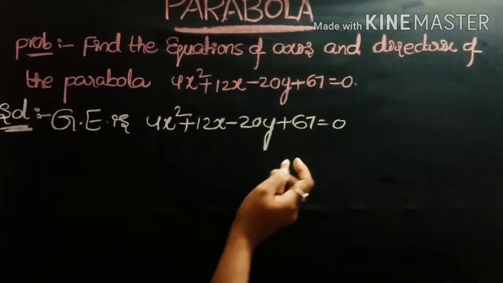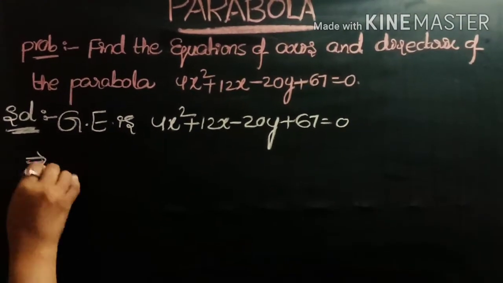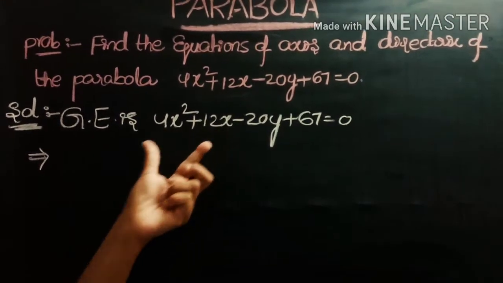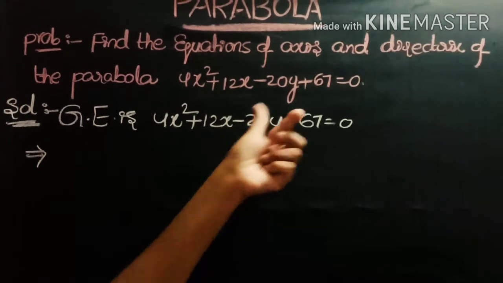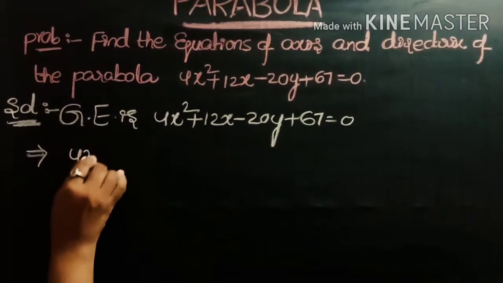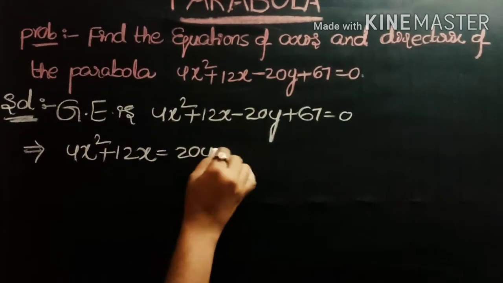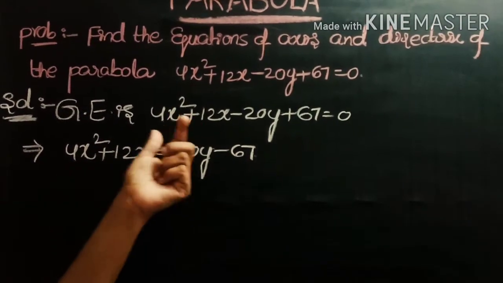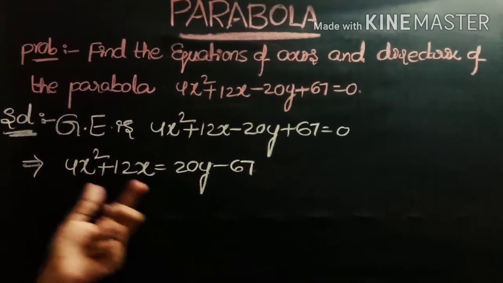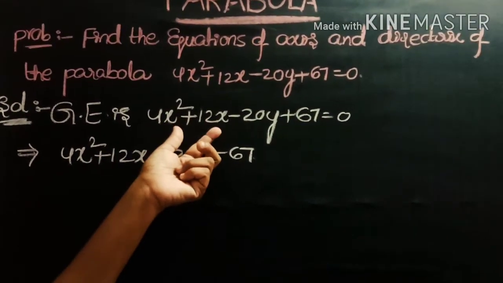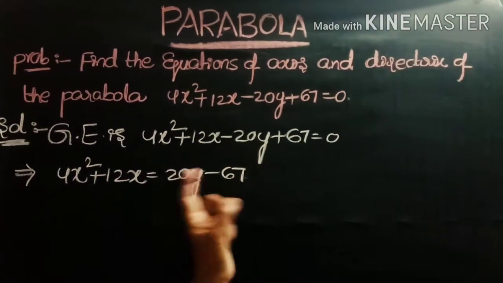Now we want to convert this equation into the standard form of the parabola. So for that, first we are writing the terms like that. Here we have two x terms. So first we are taking these two x terms here and writing the other two terms on the other side. That is 4x square plus 12x is equal to 20y minus 67. In the last problem we had two y terms, so we wrote those two y terms on the left hand side. But here in this problem we have two x terms, so we write these two terms on the left hand side and the remaining two terms on the other side.